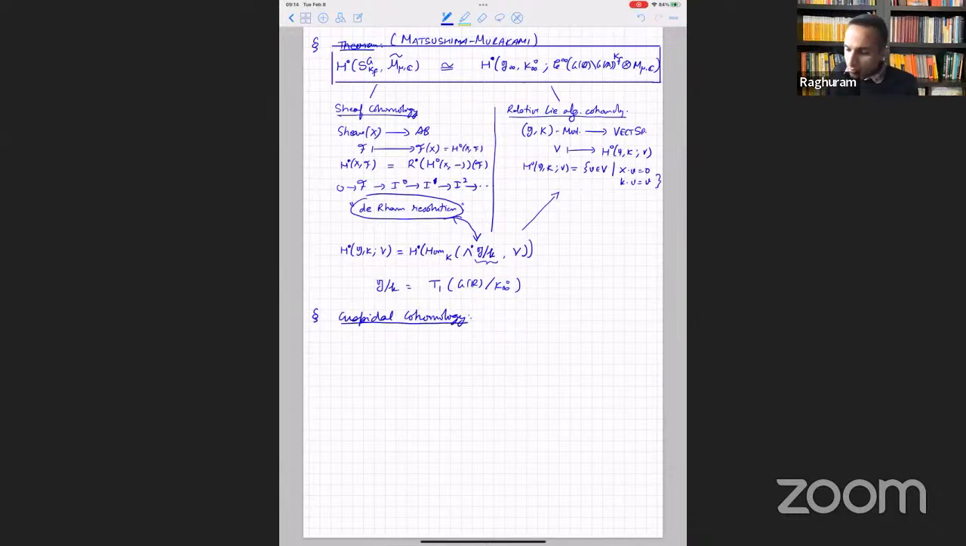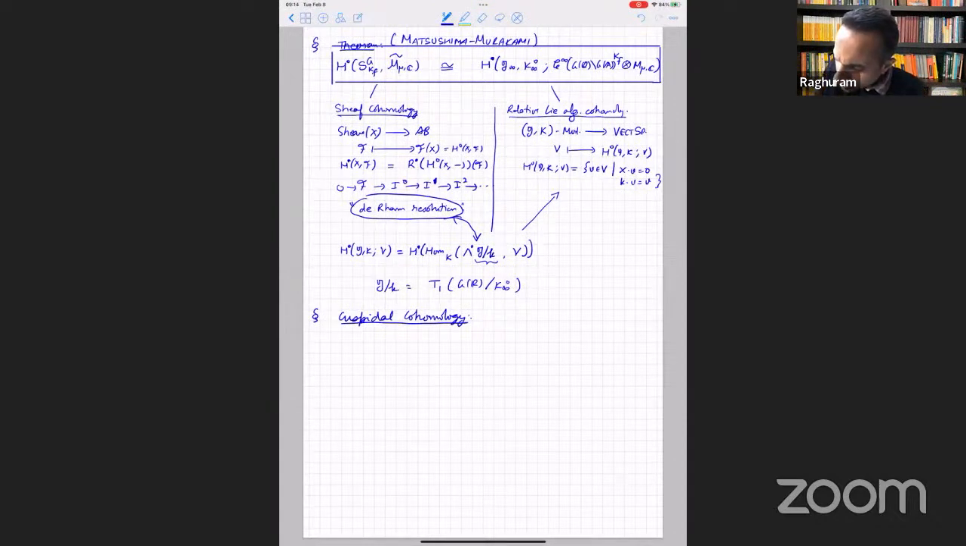This was called parabolic cohomology by Shimura, or maybe it goes back to Eichler. Maybe Eichler called it parabolic cohomology in its early form. This is what I'm now going to tell you is one side of the Eichler-Shimura isomorphism.